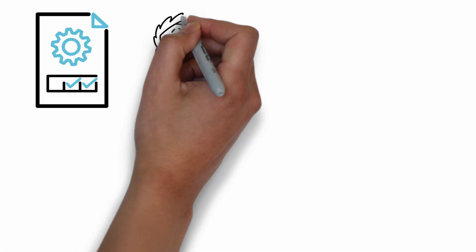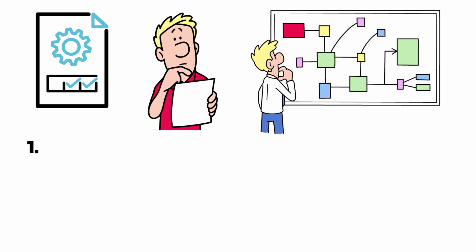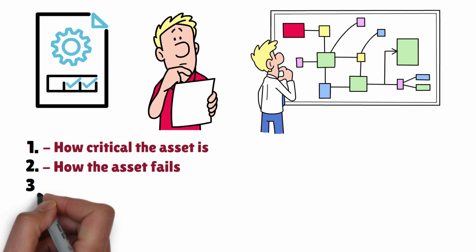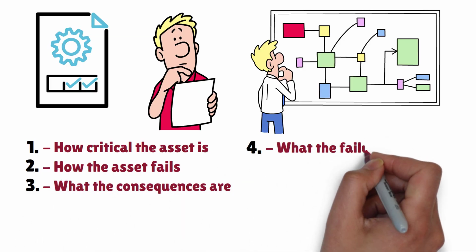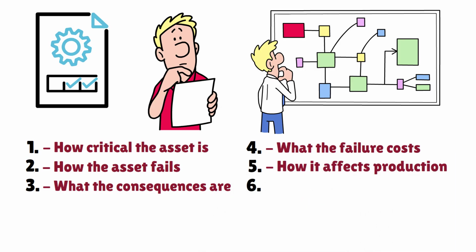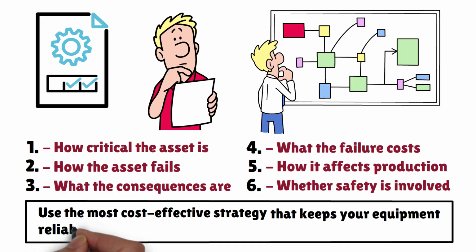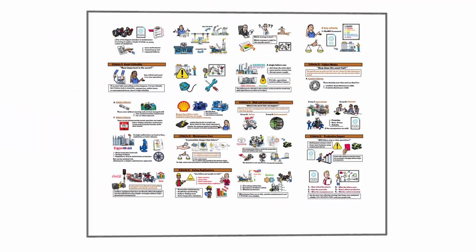Now, putting it all together, choosing the right maintenance strategy is not guesswork. It is a structured decision-making process based on: 1. How critical the asset is. 2. How the asset fails. 3. What the consequences are. 4. What the failure costs. 5. How it affects production. 6. And whether safety is involved. The goal is simple. Use the most cost-effective strategy that keeps your equipment reliable, your operation stable, and your people safe.